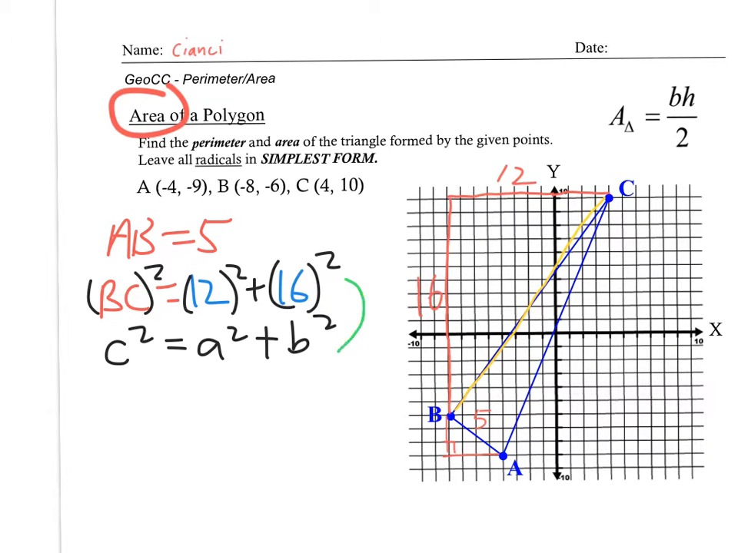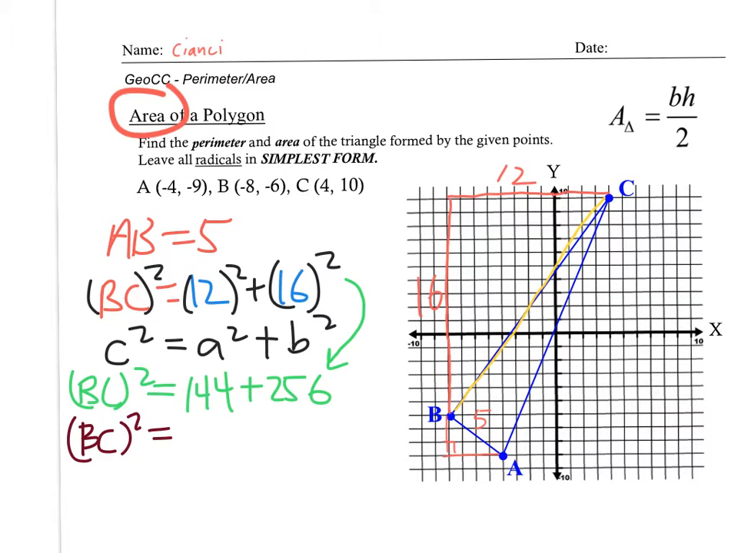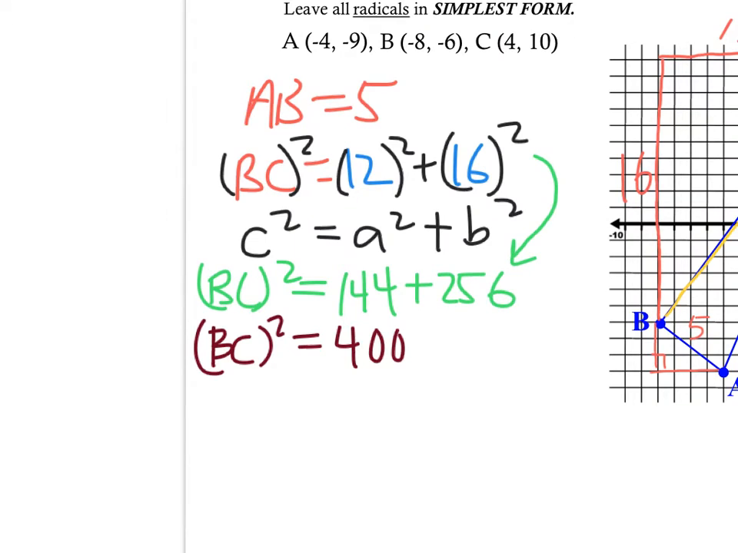So now I'm going to drop this down here, and 12 squared is 144, 16 squared is 256. I'm going to add those together, and that's still our BC length squared. So BC squared comes out to be 400 total. Now if we take the square root of both sides, our length of BC would be 20.